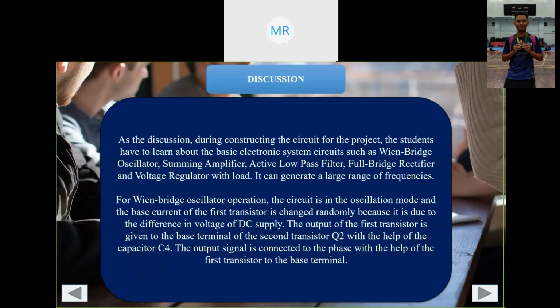For discussion, during the construction of the circuit for the project, the students have learned about basic electronic system circuits such as Wien bridge oscillator, summing amplifier, active low pass filter, full bridge rectifier, and voltage regulator with load. For the Wien bridge oscillator operation, the circuit is in oscillation mode and the base current of the first transistor changes randomly because of the difference in voltage of the DC supply.